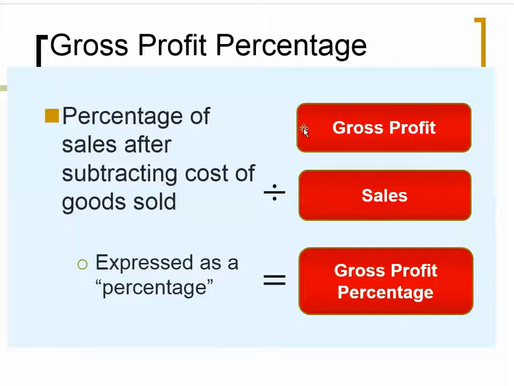So gross profit percentage is the gross profit. Remember, gross profit is sales minus cost of goods sold, or net sales minus cost of goods sold, divided by sales. A higher gross profit percentage here is going to give them more money to pay all of their operating expenses. So we're always looking for a higher gross profit.